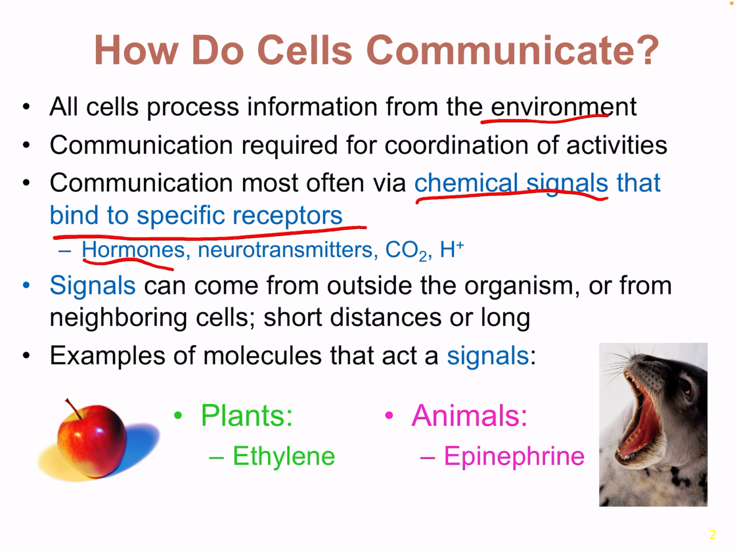A specific hormone will bind to a specific hormone receptor. Same with a neuroreceptor. One you'll see often is acetylcholine binding to the acetylcholine receptor, for example. We have carbon dioxide and our hydrogen ions. These signals can come from outside the organism or from neighboring cells, short distances and long distances.